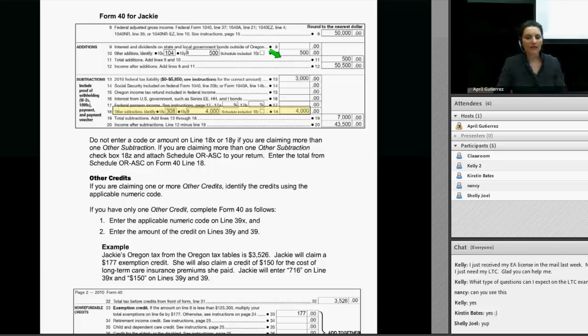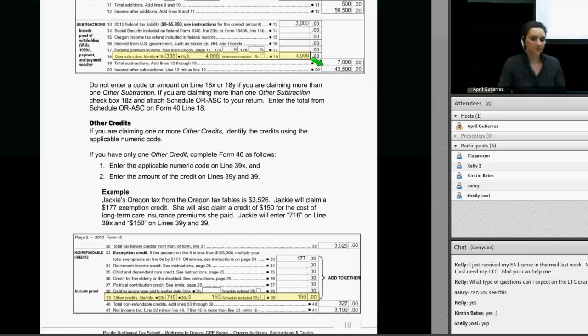Here we have our example for Jackie. Her federal tax subtraction is $3,000, and she is claiming the Oregon tuition and fees subtraction. So that is a type of subtraction that goes on the other subtraction line. She enters it with the appropriate code and then includes it in the total on line 19. So starting at the top, her income was $50,000. We increased it to $50,500 because of the addition, and then we've reduced it down to $43,500 through subtractions.